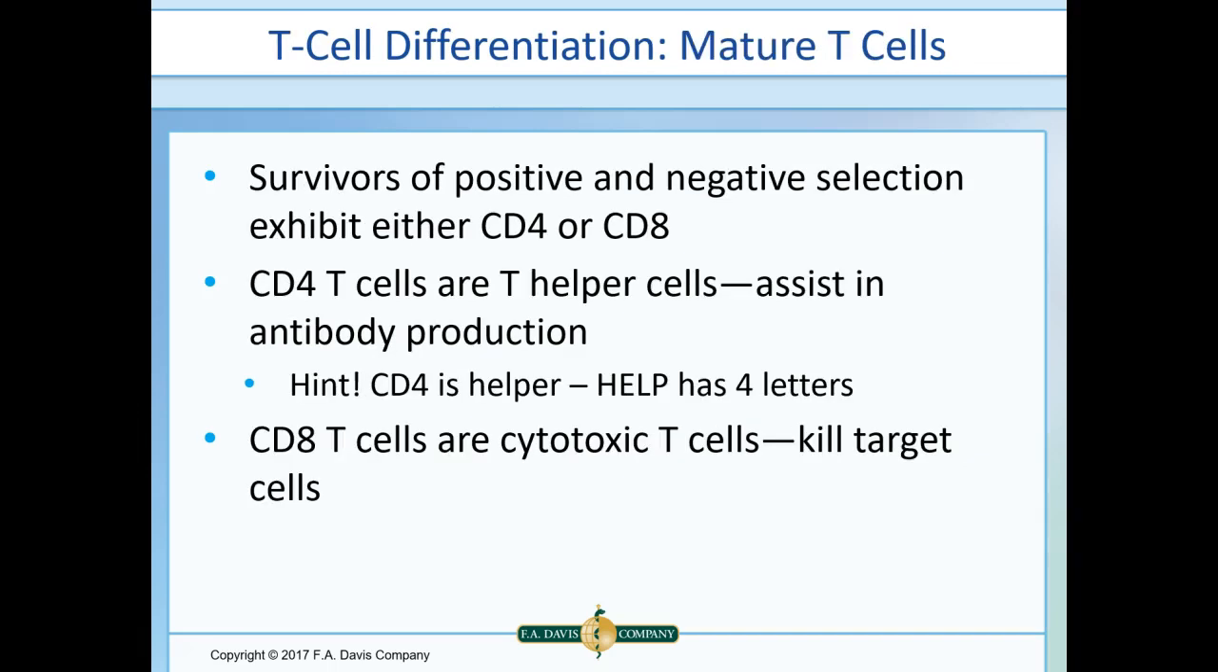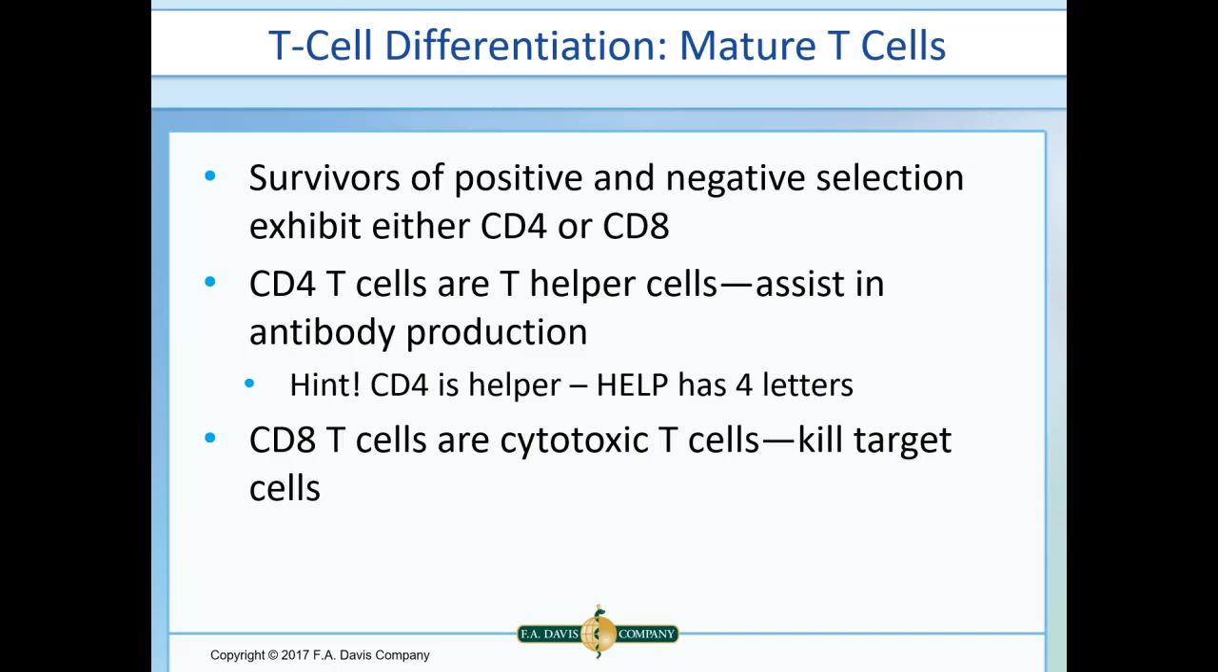So T cell differentiation, we'll talk about the mature T cells first. The survivors of positive and negative selection, means they made it all the way through the thymus in this process, exhibit either CD4 or CD8. Here's some easy ways to memorize this. CD4 T cells are T4 helper cells. CD4 is 4, help has 4 letters. So I think of CD4 as the help cell. Okay, it's got 4 letters.